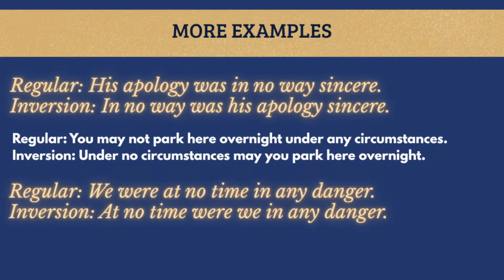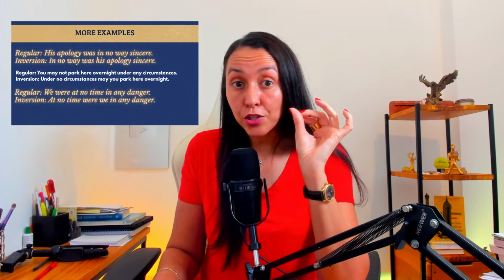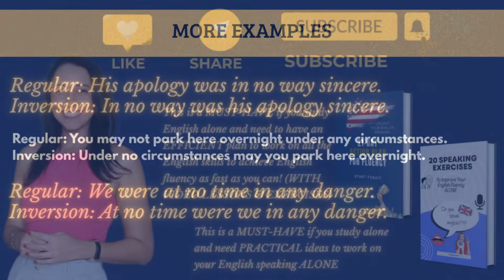Regular: you may not park here overnight under any circumstances. Under no circumstances may you park here overnight. Another one: we were at no time in any danger. At no time were we in any danger. Make sure to do the exercise I give you at the end. It'll help you fully understand this lesson, okay?